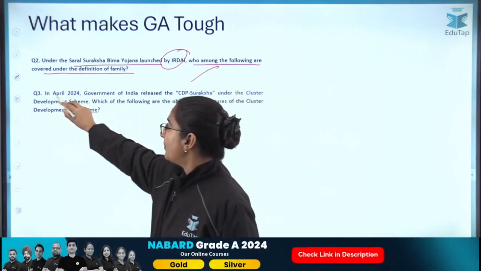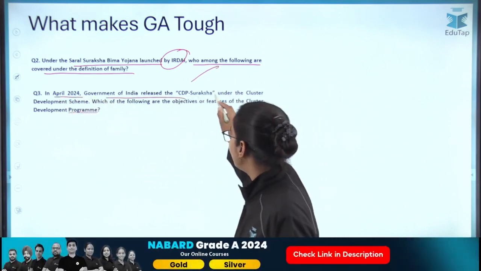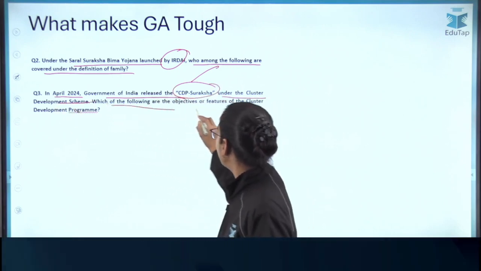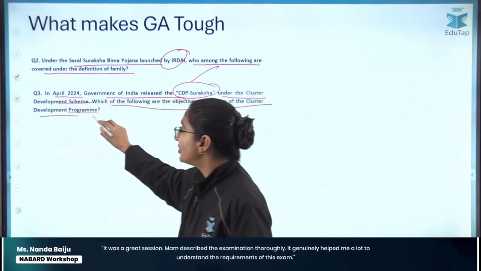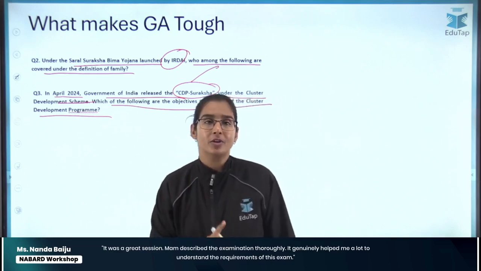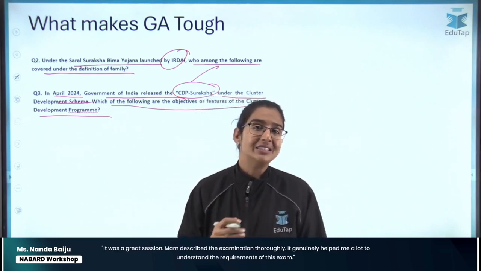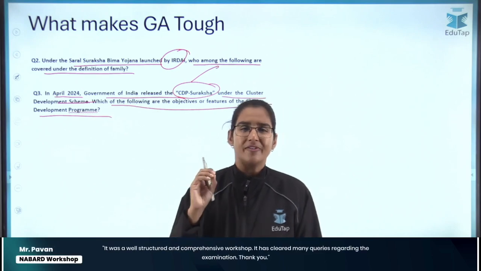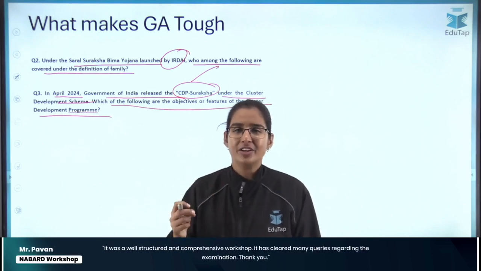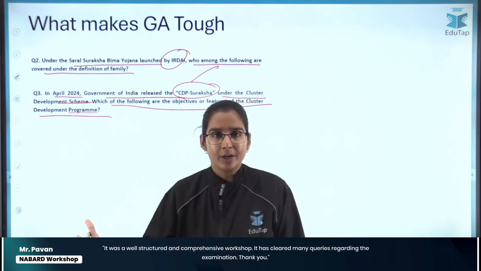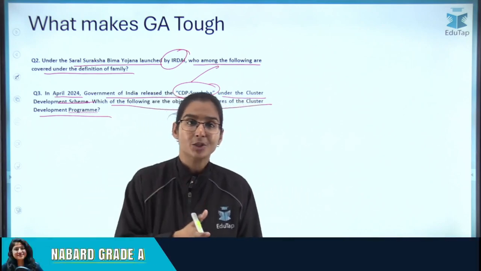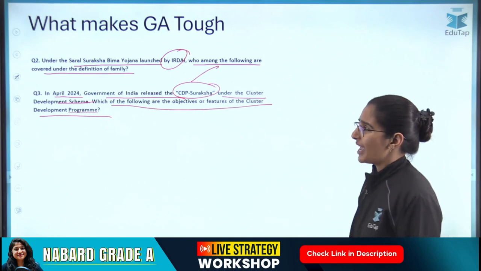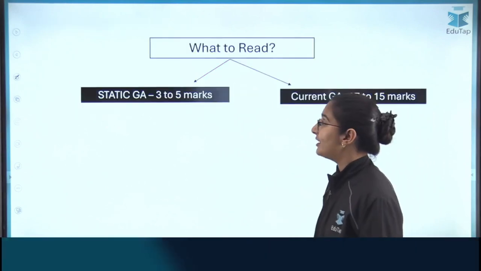If we come to the third part, in April 24, the Government of India released the CDP Suraksha under the Cluster Development Scheme. Which of the following are the objectives or features of the CDP? Yes, this scheme was in the news. But again, if we see the coverage of this scheme in the newspaper, it was not very huge. It was a very small scheme, very unconventional, and not something directly related to our syllabus. But again, they have asked a question from this. So all these questions, the kind of questions they have asked, make this paper really, really tough.